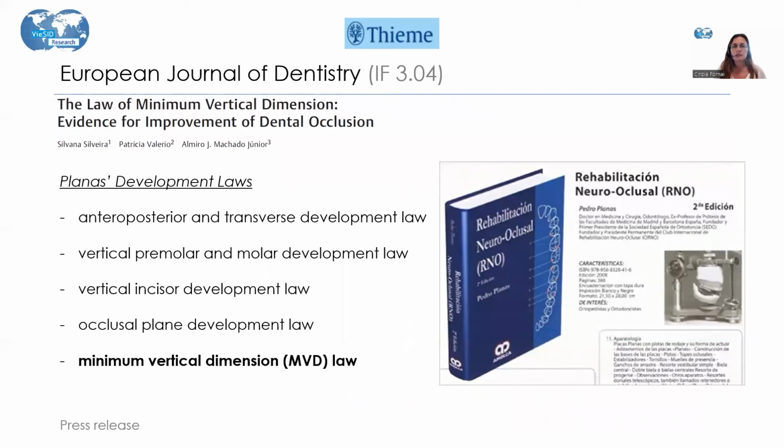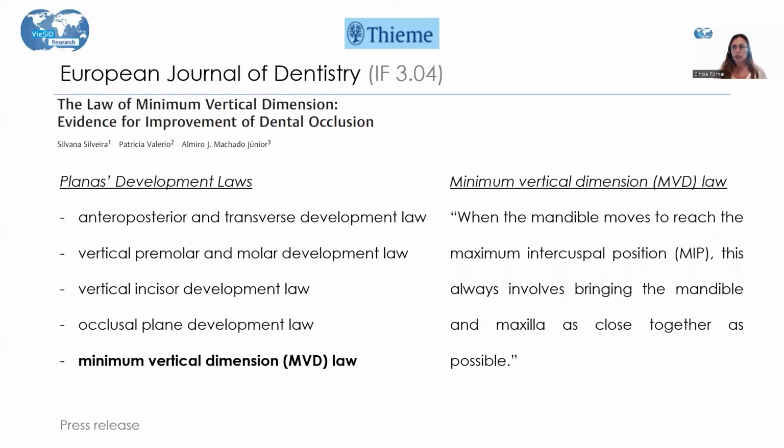In the same journal, Silveira et al. published an article referring to the work of Pedro Planas, Neuro-occlusal Rehabilitation, published in 1987, discussing Planas' development laws. This paper focused on the law of minimum vertical dimension, which states that when the mandible moves to reach the maximum intercuspal position, this always involves bringing the mandible and maxilla as close together as possible. Although this seems an obvious statement, this observation becomes relevant when the occlusion is not balanced.